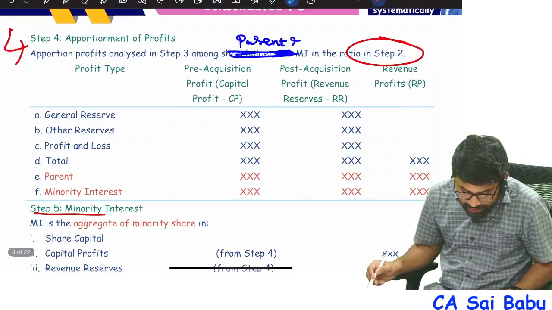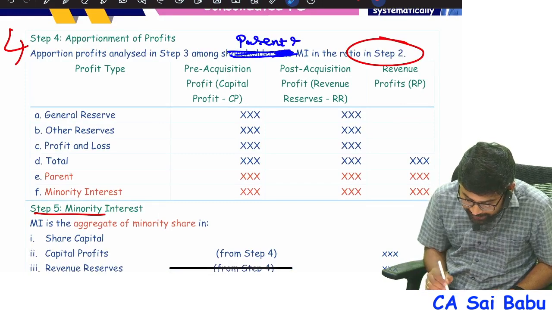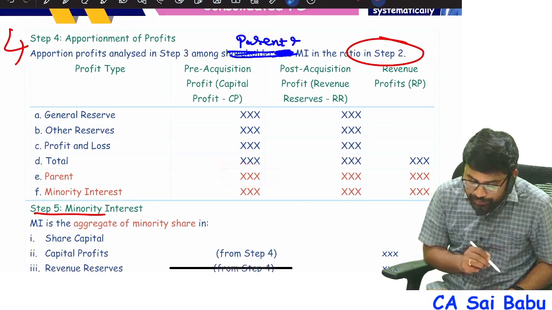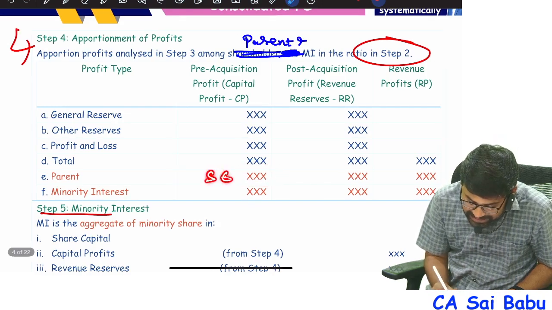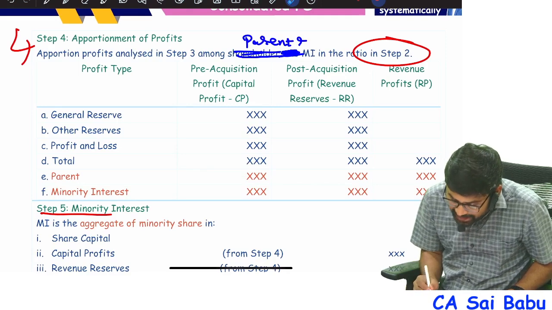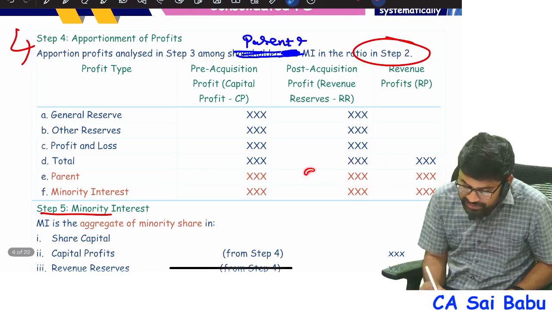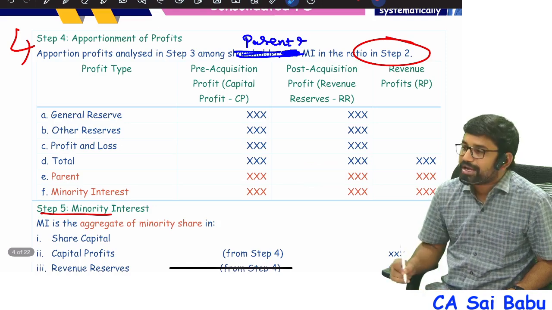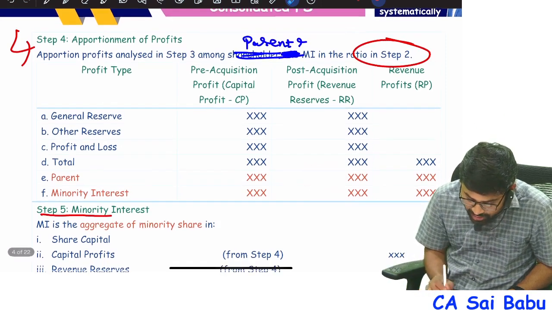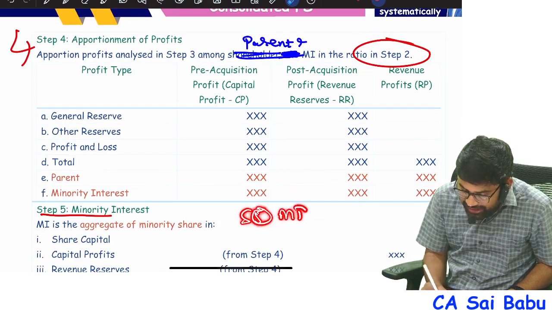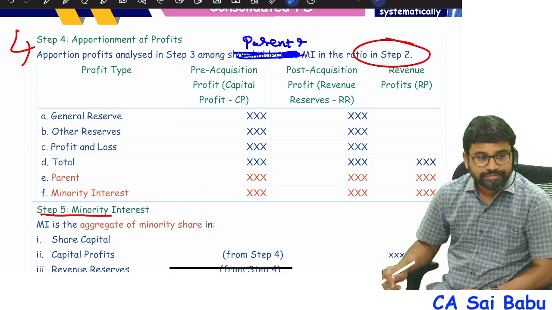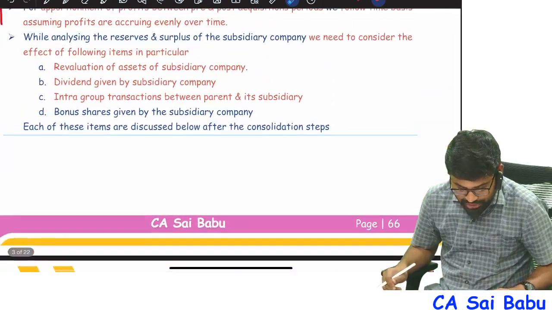So therefore, here what we need to learn is, parent company share in the pre-acquisition profits of subsidiary is adjusted in step number 6. Parent company share in the post-acquisition profits will be added to step number 8. Minority shareholders share will be considered in step number 5, minority interest. That's it. So this is step number 4.